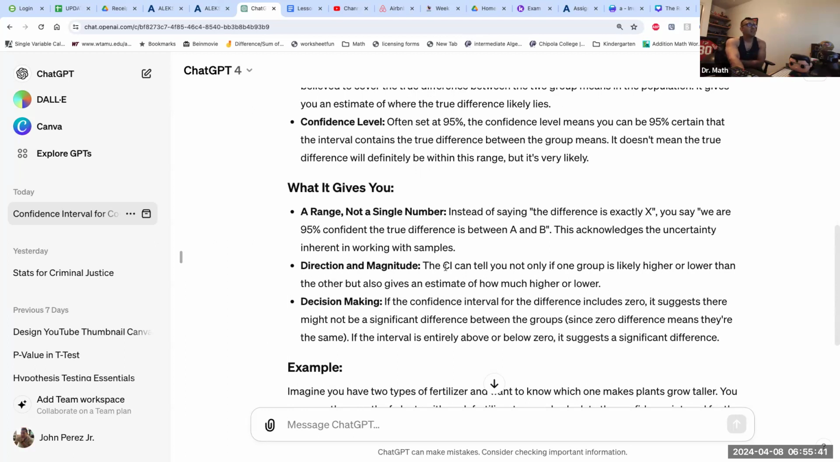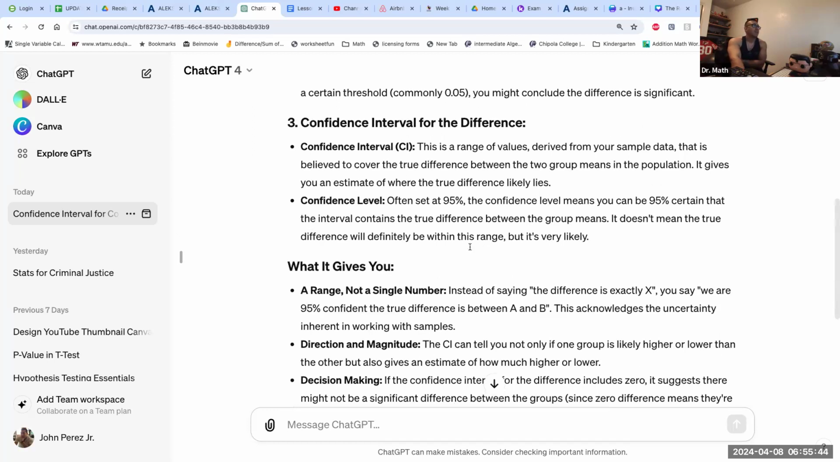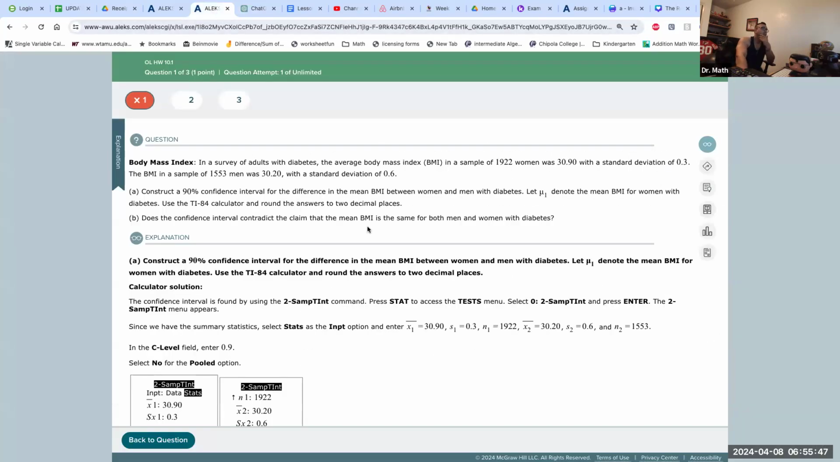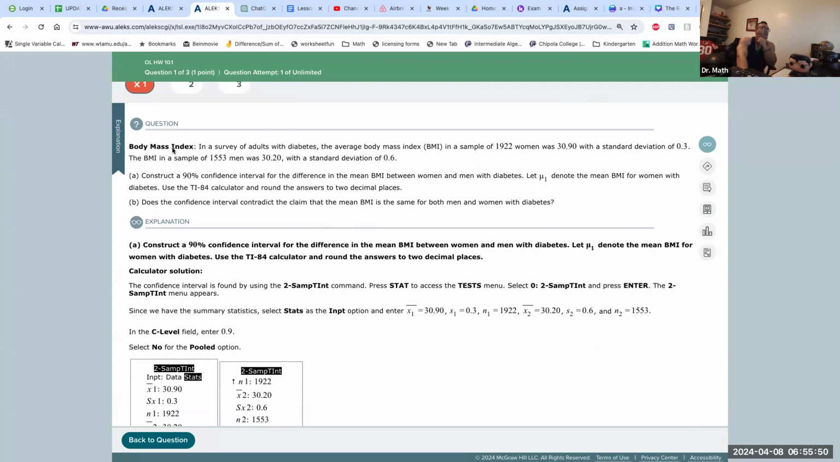All right, so let's go ahead and do some examples so you can see what all this is saying. So let's jump in here. You've got body mass index. In a survey of adults with diabetes, the average body mass index in a sample of 1,922 women was 30.90 with a standard deviation of 0.3. And remember, the standard deviation is coming from the sample. Then you have the BMI of a sample of men. We took over 1,500 men, and their body mass index was 30.20 with a standard deviation of 0.6.